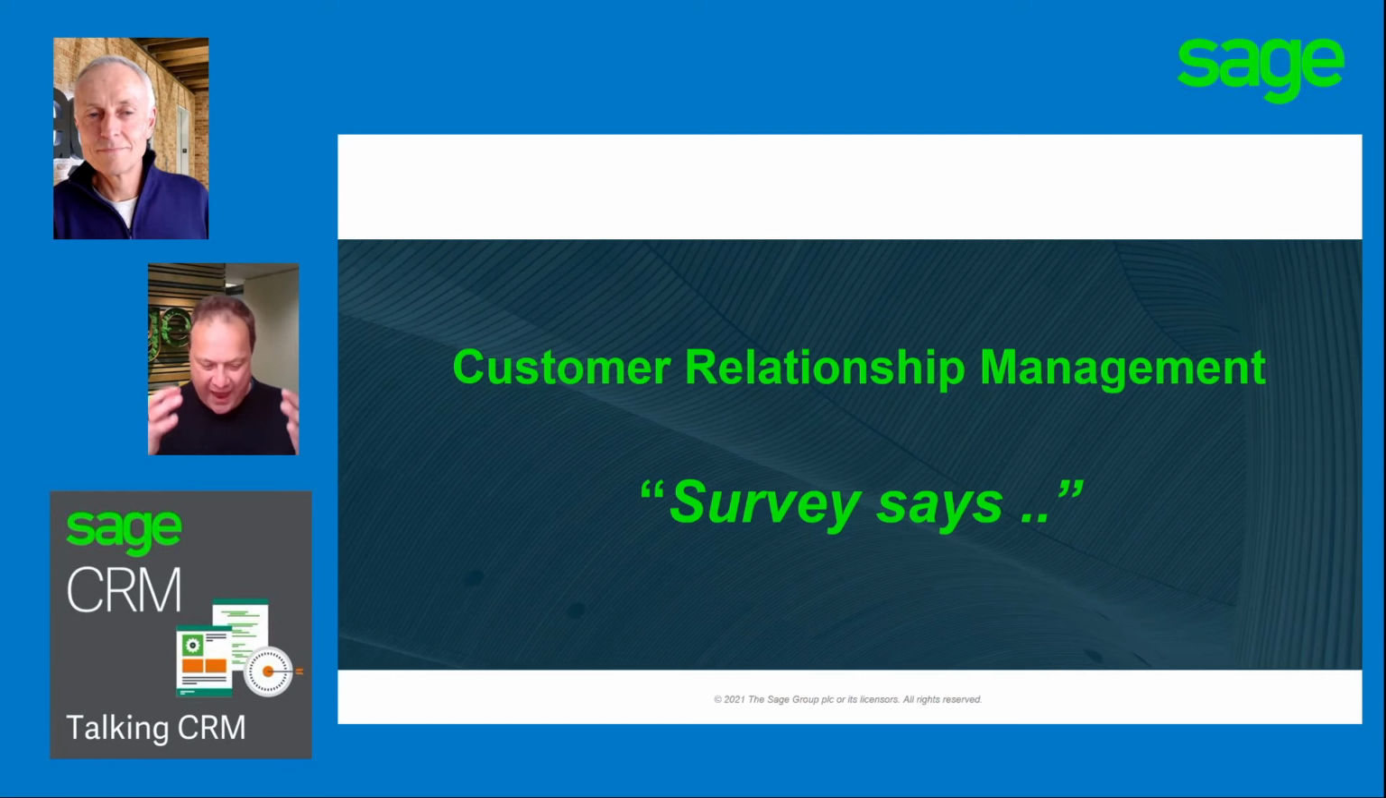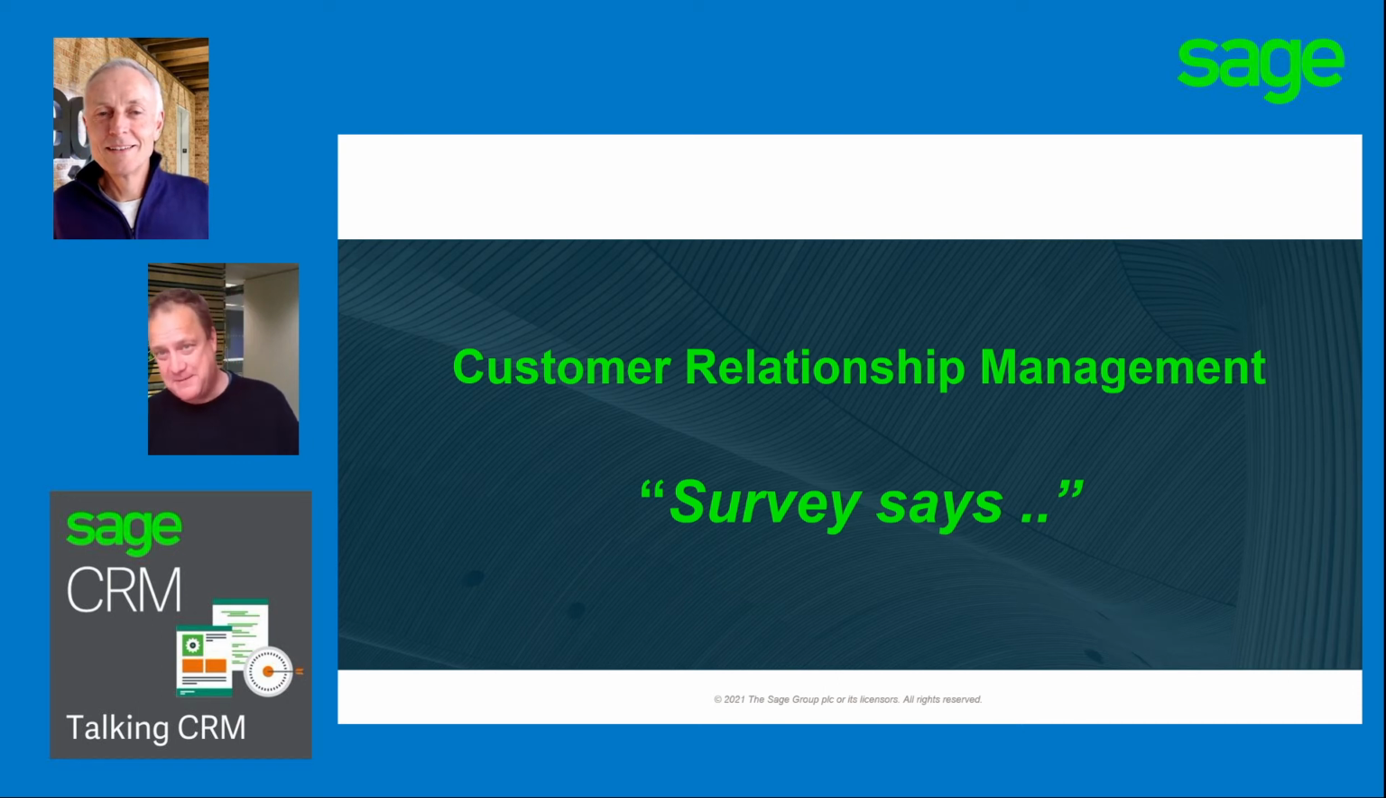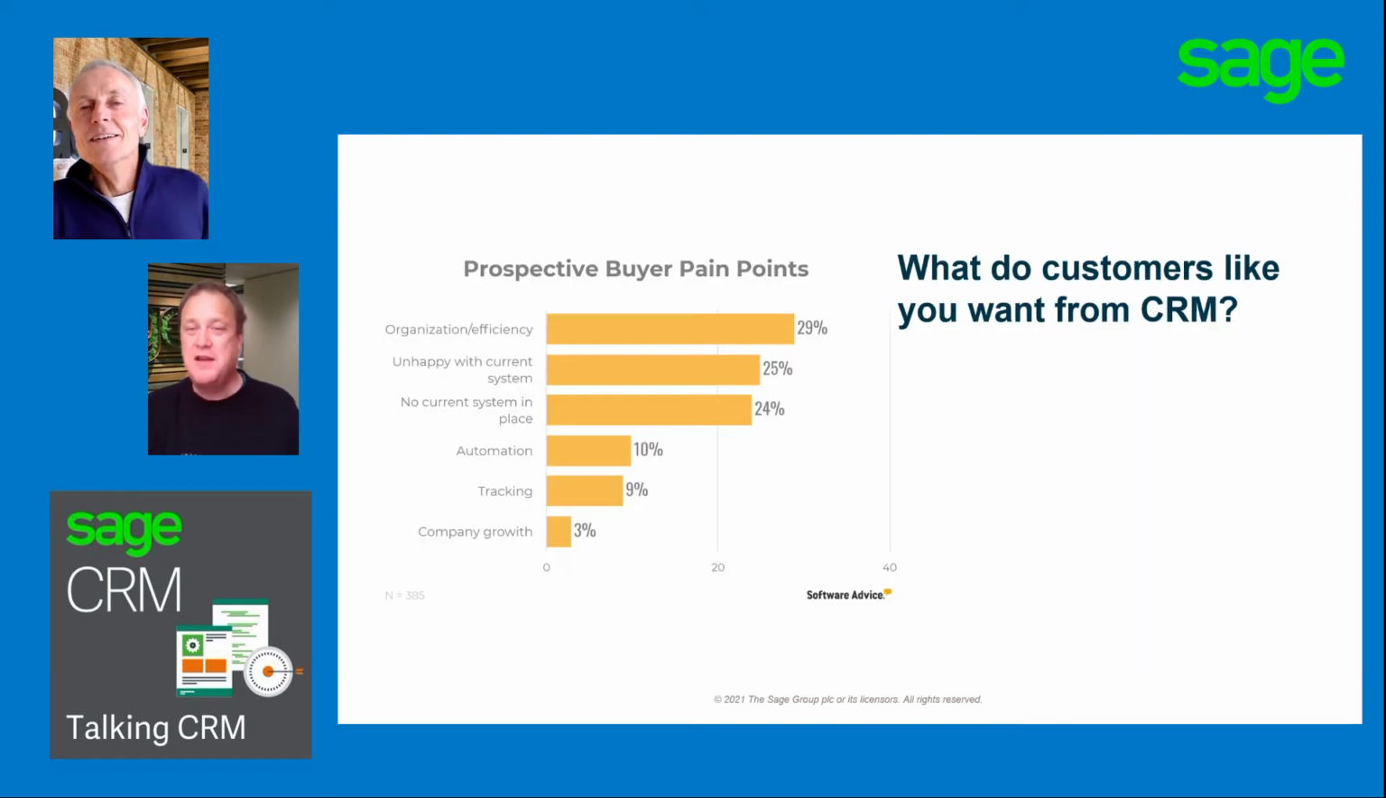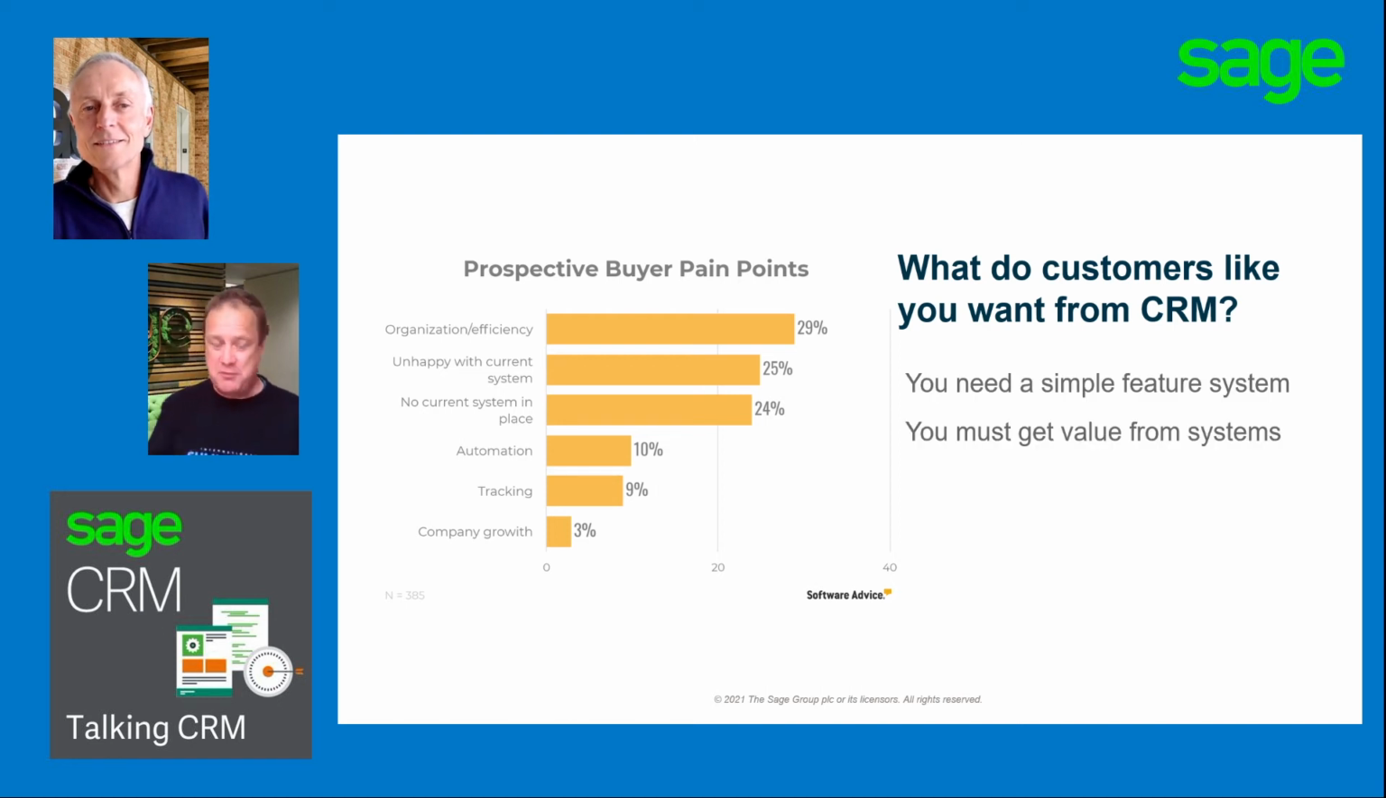Yes, unsurprisingly, becoming more organized, becoming more efficient is still a primary reason why any business wants to implement a Sage CRM system. So if you've got something like Software Advice, they've seen more and more customers unhappy with their current CRM system, and they're shopping around for new systems to implement. So where you've got a rigid system, that's not a good system. You want flexibility in whatever your long-term requirements are.